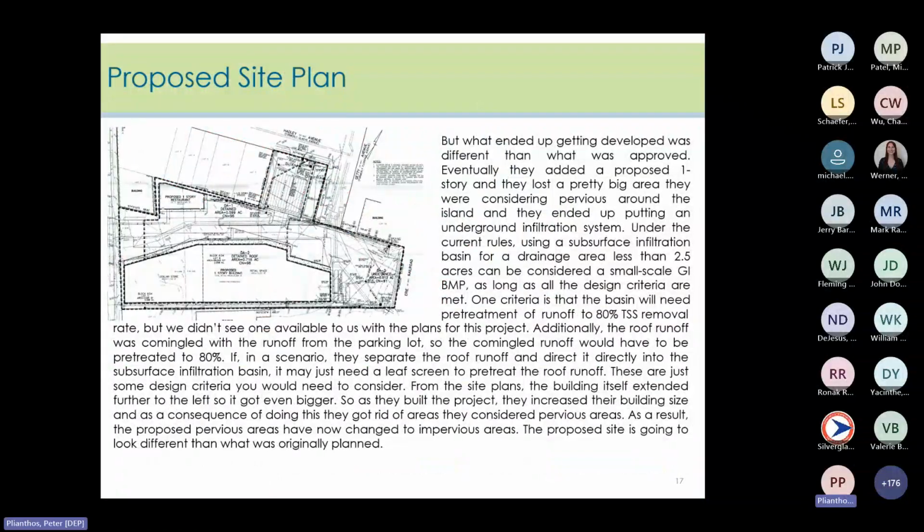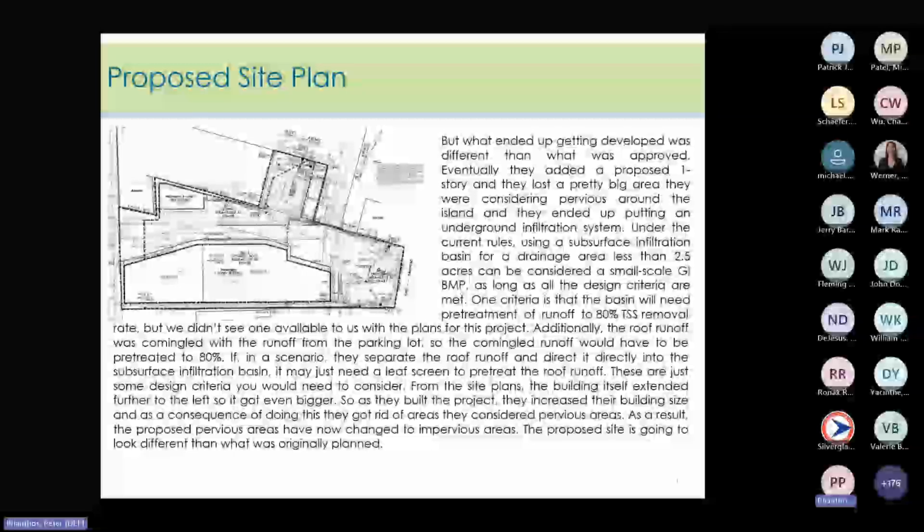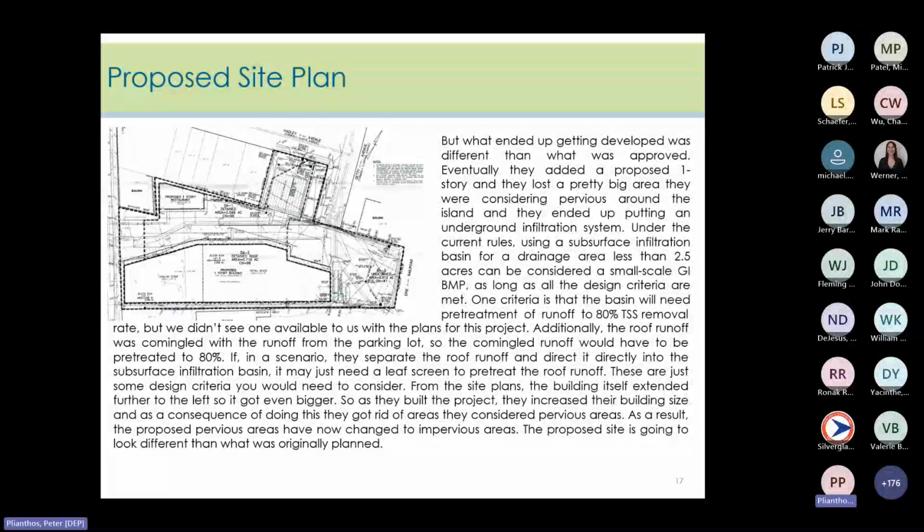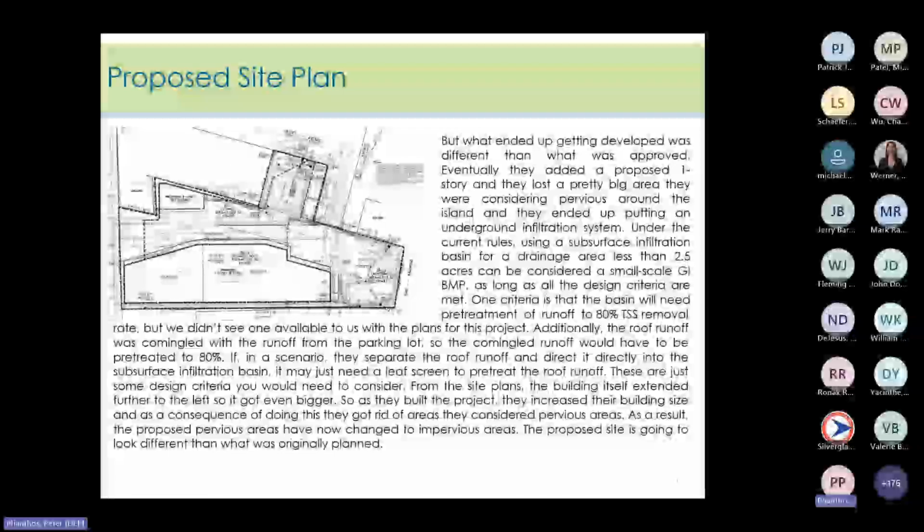However, what ended up getting developed was different than what was approved. Eventually, they added a proposed 1-story building, and they lost a pretty big area they were considering pervious around the island. They also put in an underground infiltration system. Under the current rules, using a subsurface infiltration basin for a drainage area less than 2.5 acres can be considered a small-scale GIBMP as long as all the design criteria are met.